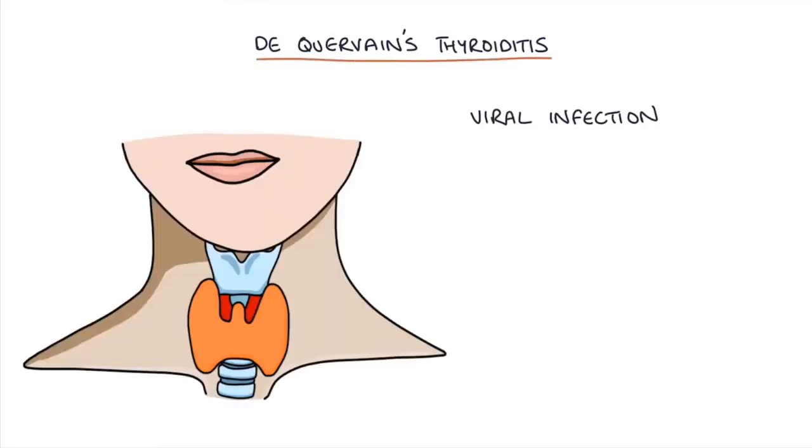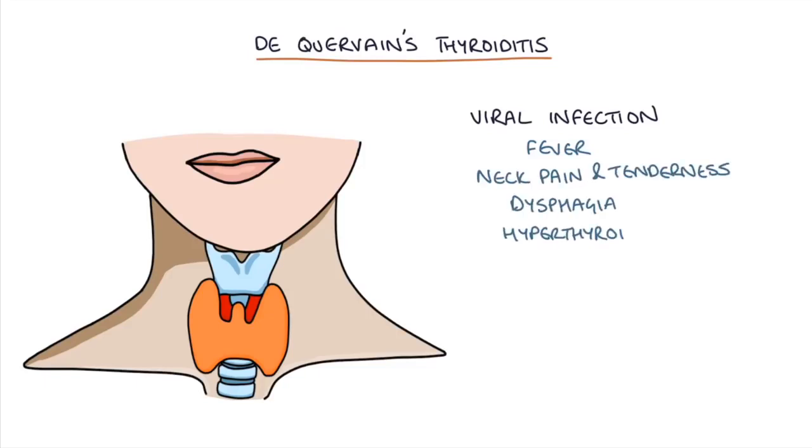There's a condition called de Quervain's thyroiditis, and this describes a presentation of a viral infection with fever, neck pain and tenderness, dysphagia, and features of hyperthyroidism. And this is where there's a viral infection that's causing a bit of pain and inflammation in the thyroid gland.